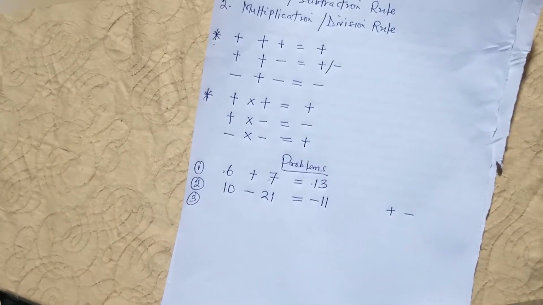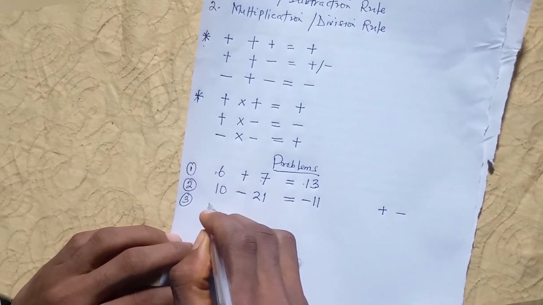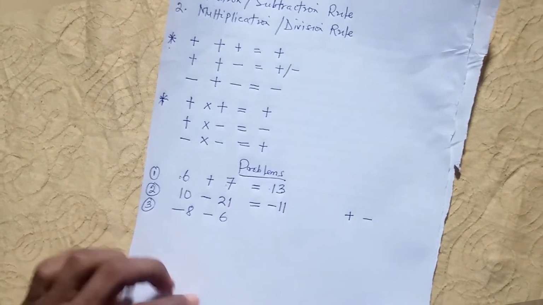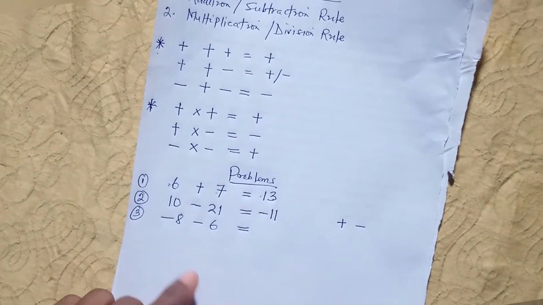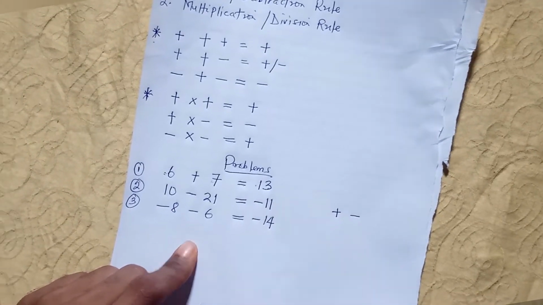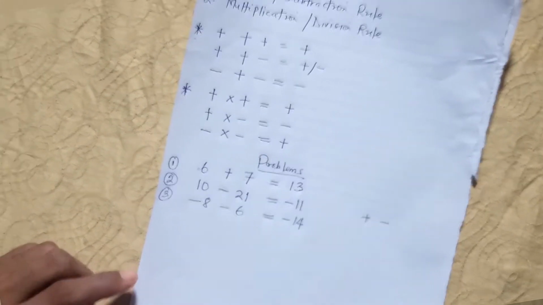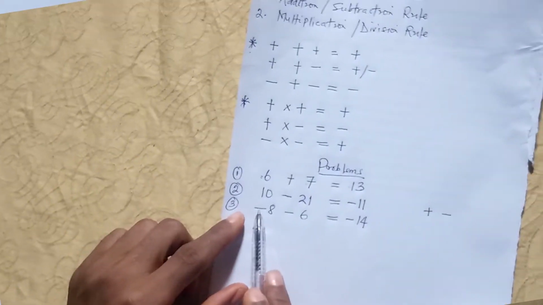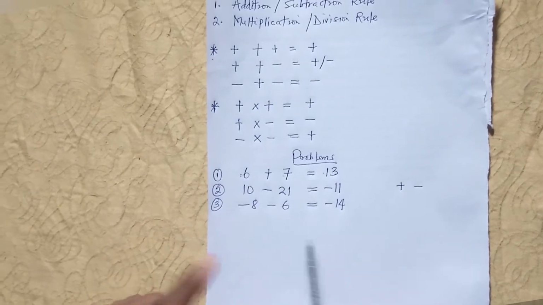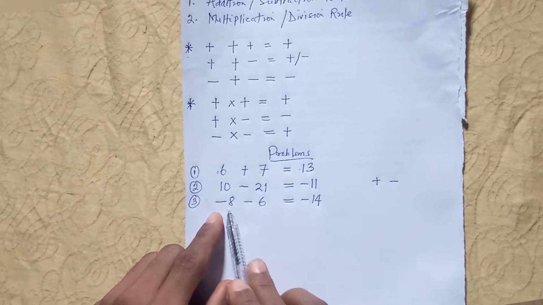Third problem. We have minus 8 minus 6. And what could that be? That should give us minus 14. And how is the rule applied? It is simple. When the signs are the same, all we simply do is to add both numbers.